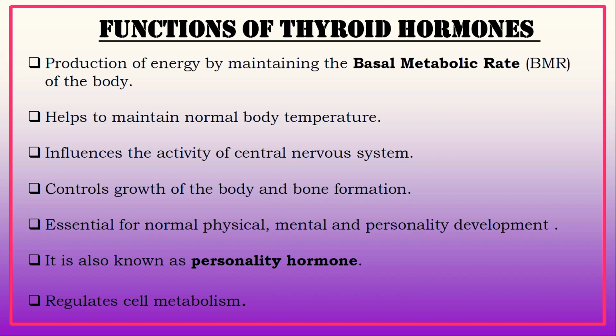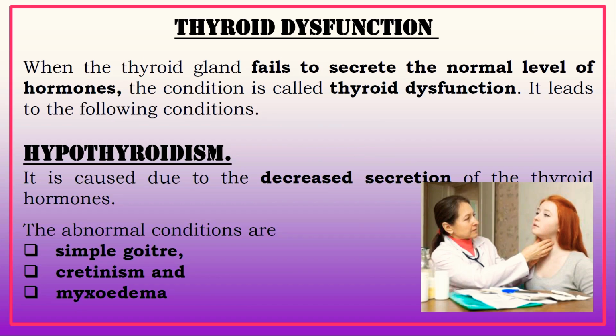Because it is essential for normal physical, mental and personality development, it is also known as the personality hormone. It regulates cell metabolism. Thyroid hormone regulates cell metabolism. Thyroid dysfunction: when the thyroid gland does not function properly, we call this condition thyroid dysfunction.